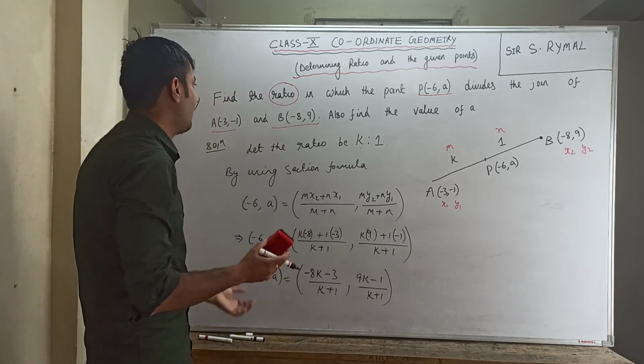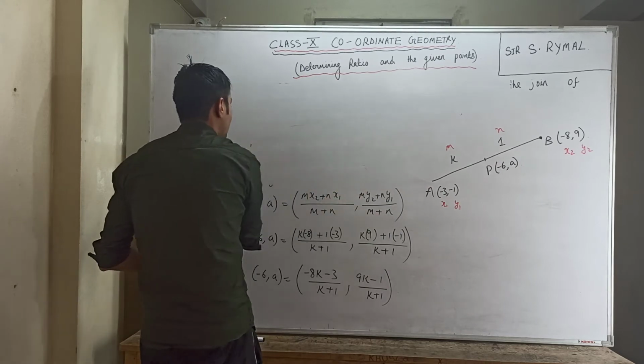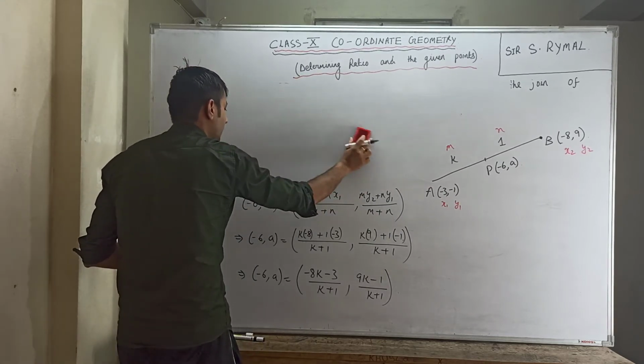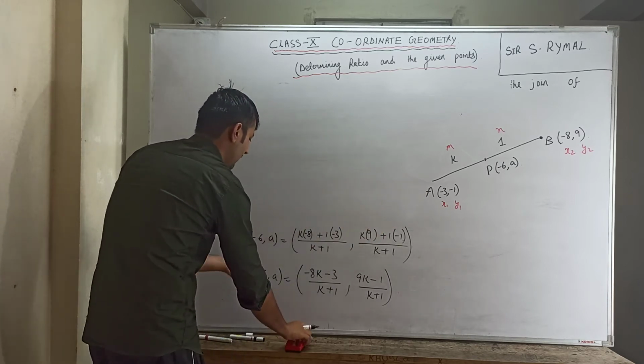Now let us see the next line. Next line, what is going to happen? See, your aim is to find out the ratio, okay? And you have to find out the value of a. So let us see the next line.